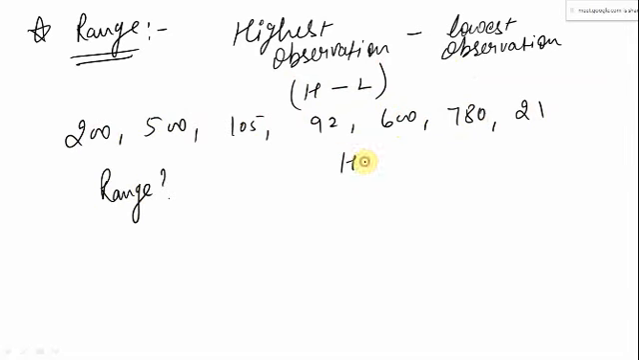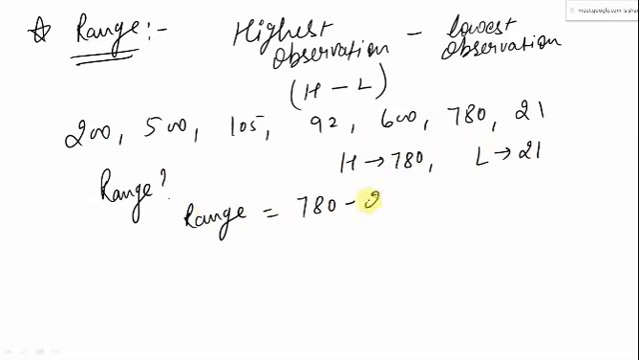You just select the highest one. Which one is the highest observation? 780. The lowest one? Yes, it is 21. So the range is 780 minus 21, which comes out to be 759. So this is the range.